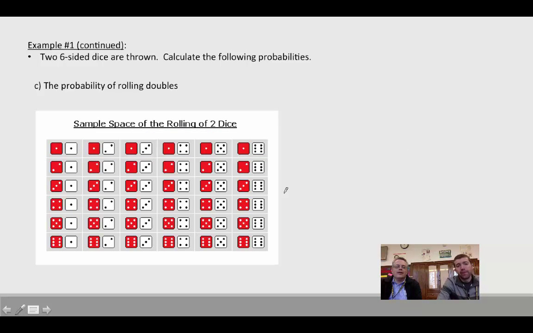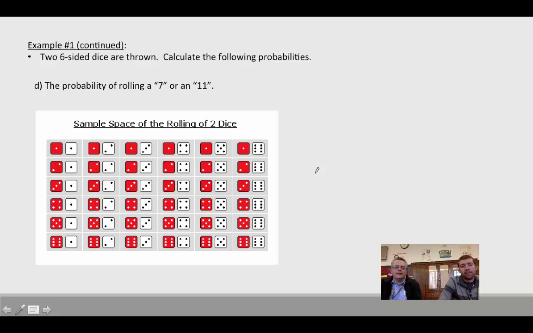Different question. Probability of rolling doubles. How many doubles are there? Well, it'd be 6: double 1s, 2s, 3s, 4s, 5s, 6s. This column right here. So 6 out of 36, or 1/6. Very good. Next one.